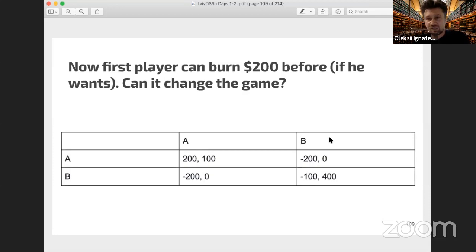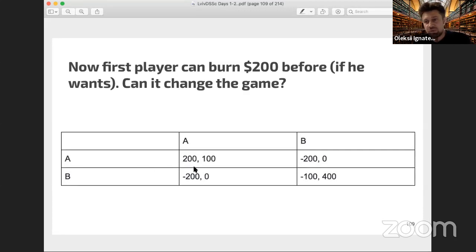Can it change the game? Well, from our intuitive point of view, how can it change the game? If he burned $200, it's his problem, and nothing can change the fact that when you put the card in the box, well, how can the past affect this?